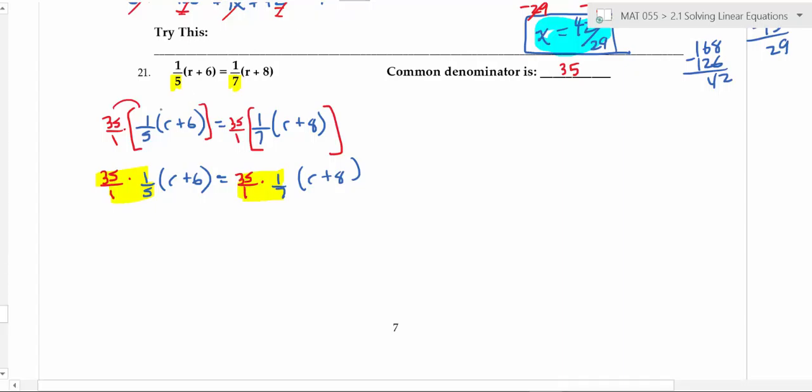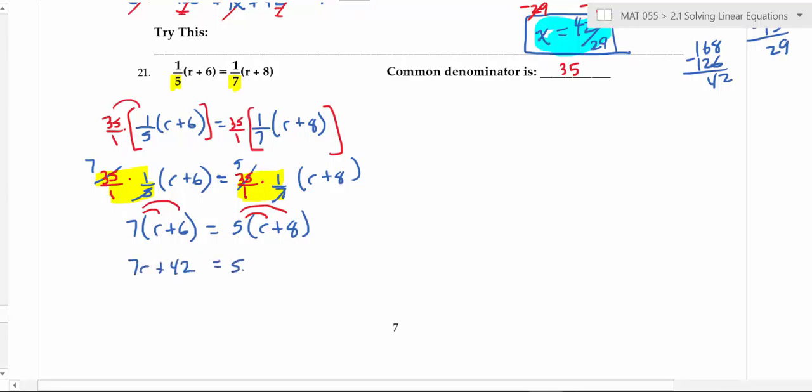So when we do this, you're going to have, well, 35 over 5 is 7. So that's 7 times (r plus 6). 35 over 7 is 5. So that's 5 times (r plus 8). Now you're ready to do the distributive property. So that's real key. So you're going to take that, then you're going to take that, distribute that out. So you're going to have 7r plus 42 equals 5r plus 40.